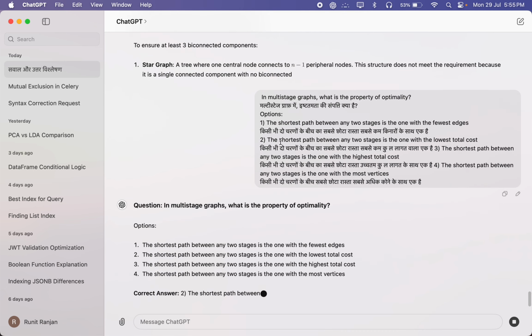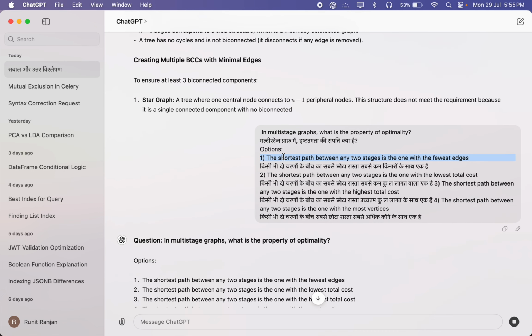Shortest path between any two stages is the one with the fewest stages. The shortest path between any two stages is the one with the lowest total cost. Okay, let's ignore what is written here. Just read this part: shortest path between any two stages is the one with the fewest stages. Okay, that makes sense, kind of, but not entirely, because each edge has some kind of a weight, right?